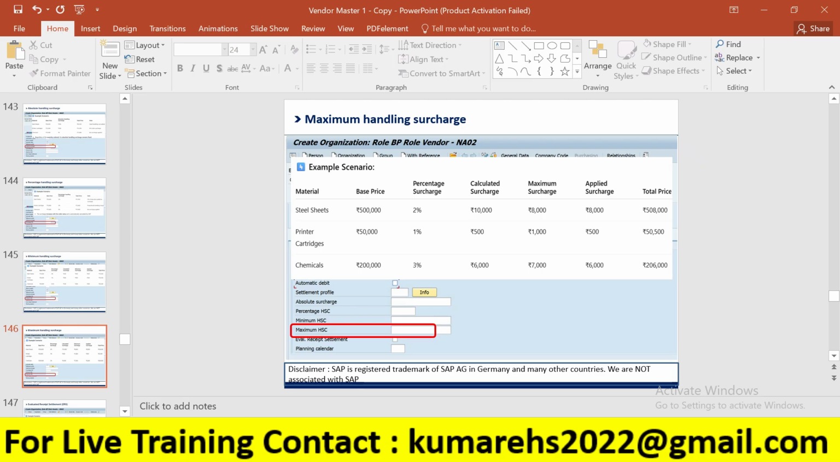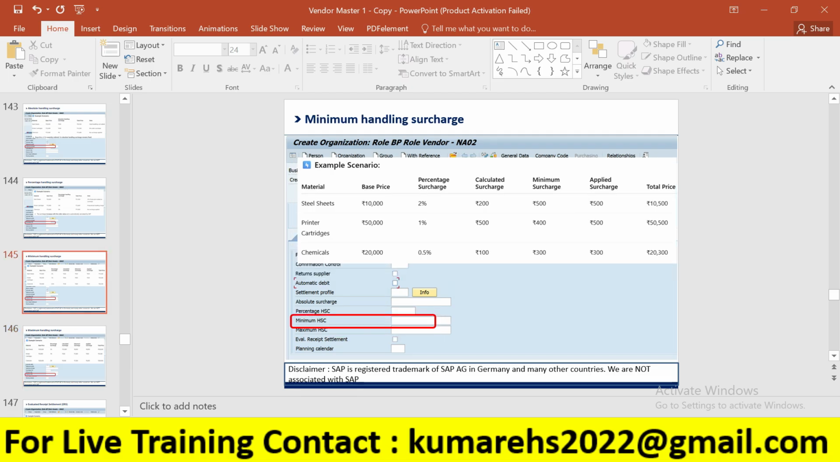Second material cost is 50,000, 1%. The calculated value is 500. Maximum value is 1,000. In this scenario, the system will apply only the calculated value. The system won't select the maximum value. Okay. The third material value is 2 lakh rupees. The percentage is 3%, so the calculated value is 6,000 rupees. Here the maximum value is 7,000. The system will apply only the calculated value, not the maximum value. The total value of the material is 2,06,000 rupees. You can understand about minimum handling surcharge and maximum handling surcharge.